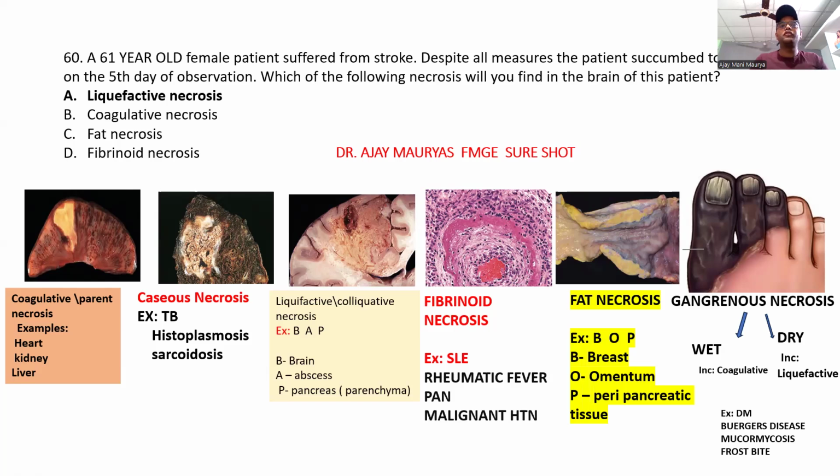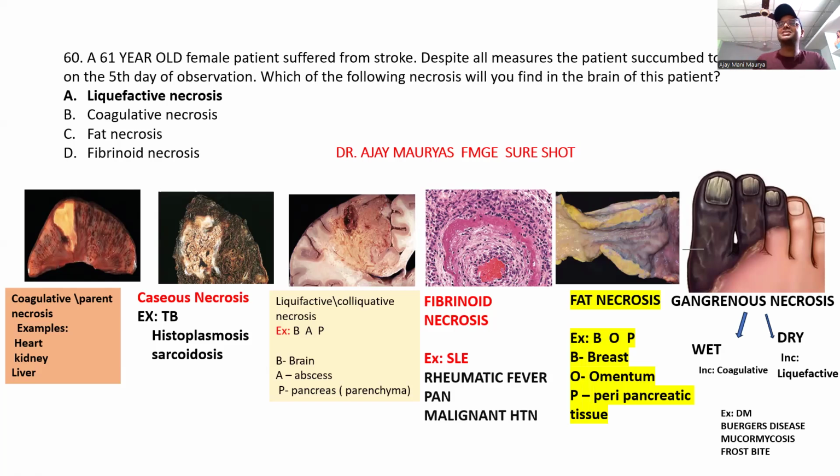The third one is liquefactive or colliquative necrosis. Example is BAP: brain, abscess, pancreas, meaning the parenchyma of the pancreas. Next one is fibrinoid necrosis, seen in SLE, rheumatic fever, TAN, and malignant hypertension. Fat necrosis is seen in BOP: breast, omentum, peripancreatic tissue.